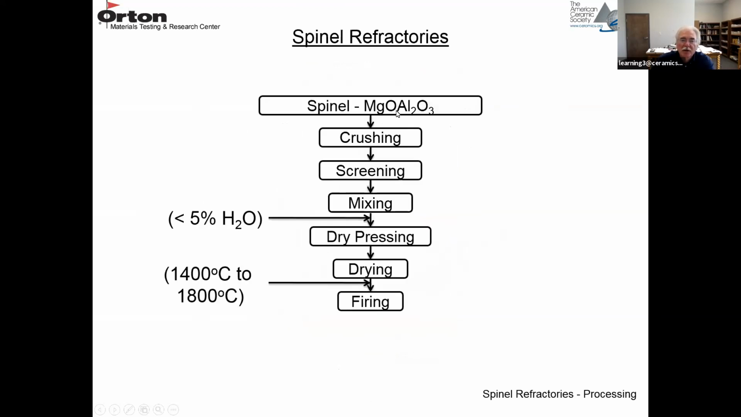So to make a spinel refractory, you start out with spinel, whether it's fused, man-made, or some combination. Again, you're going through the crushing, screening, and mixing operations. A small amount of moisture is added for dry pressing. It's dried and then fired in this temperature range, 1400 to 1800 degrees C.